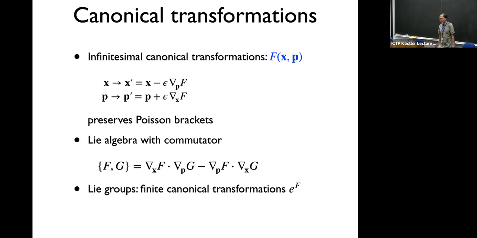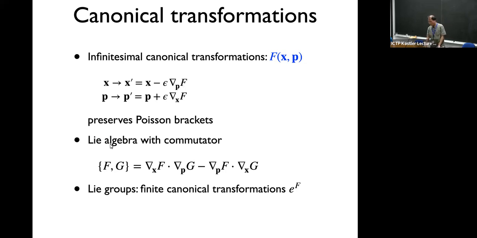The canonical transformation acts as follows. First, the infinitesimal canonical transformations, or the elements of the Lie algebra, are all functions of phase space, x and p. So x goes to x prime equal to x minus epsilon gradient over p of f, and p goes to p prime equal to p plus epsilon gradient over x of f. You can see here that this is basically a Hamiltonian evolution for a time epsilon with the Hamiltonian given by f. And one can see that this preserves the Poisson brackets, like all Hamiltonian evolution.